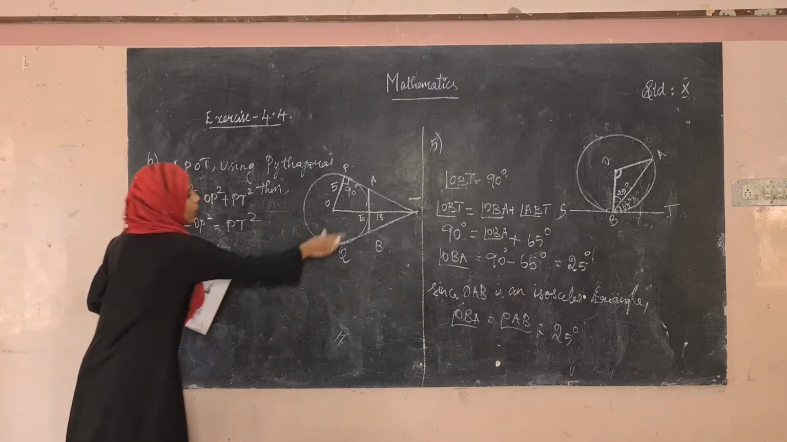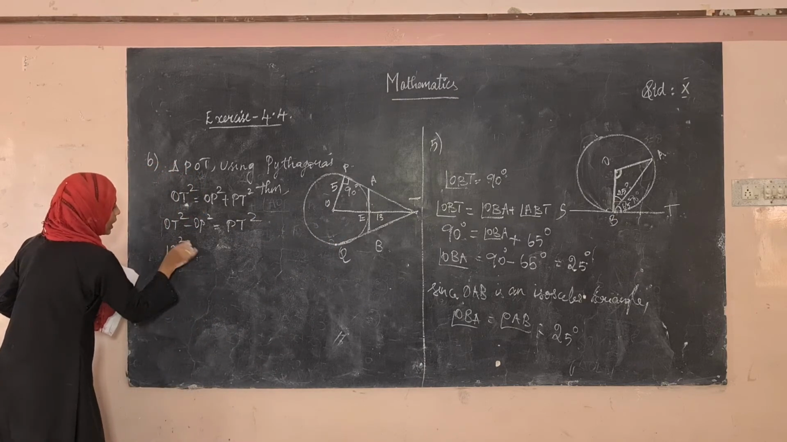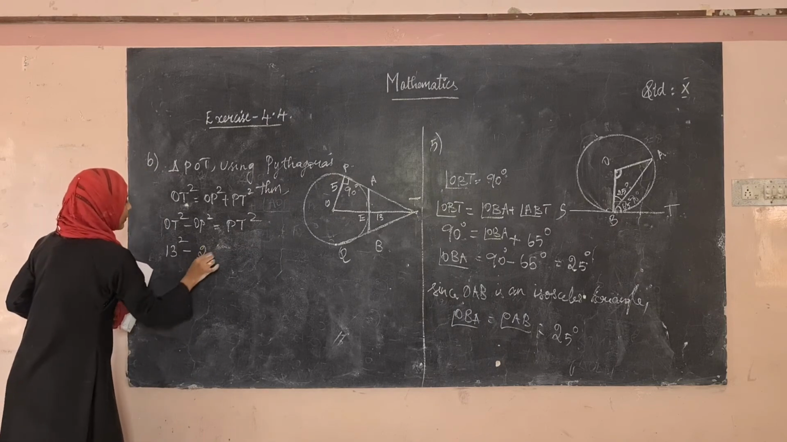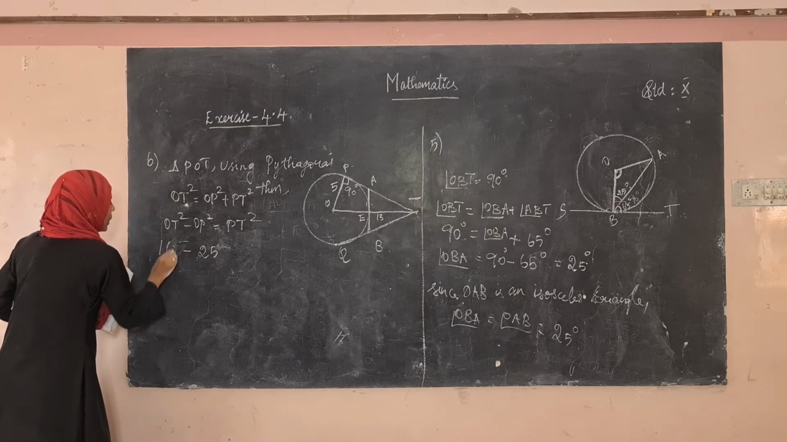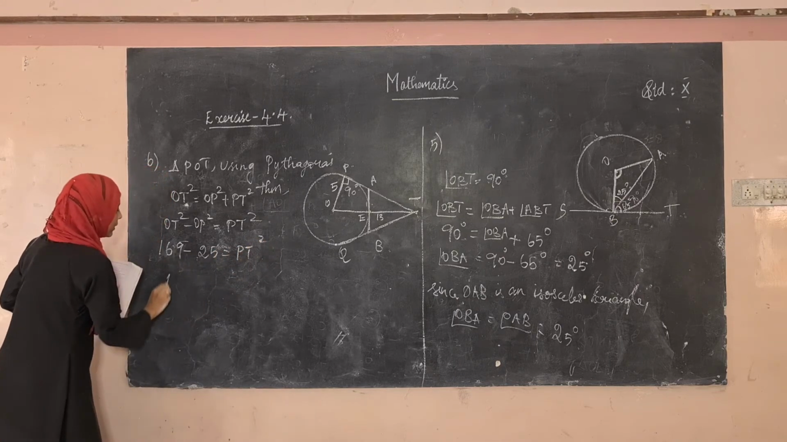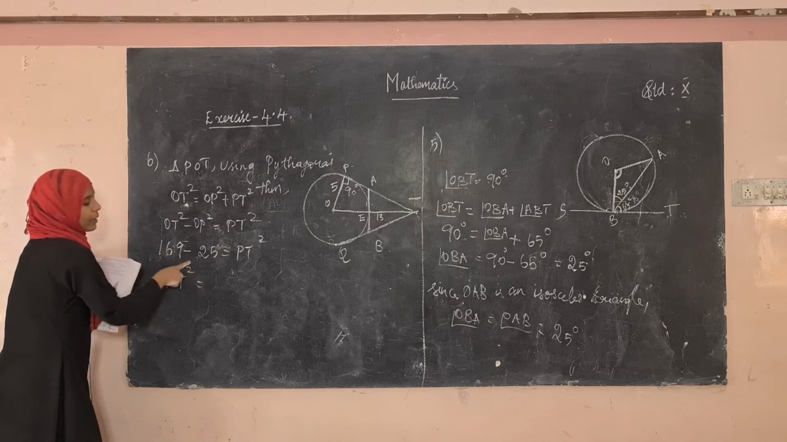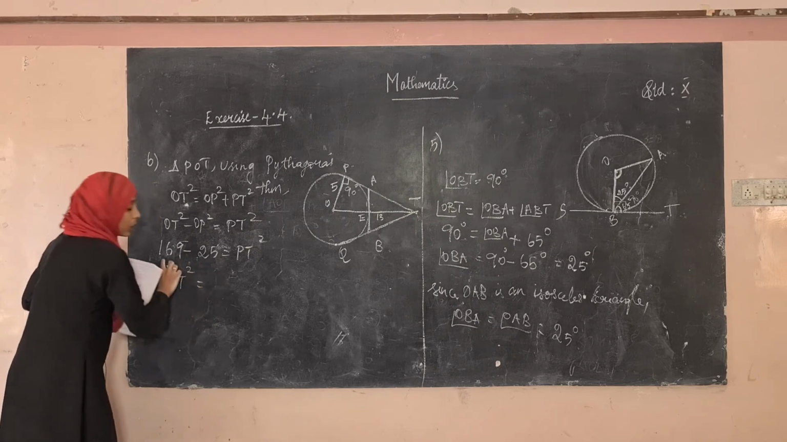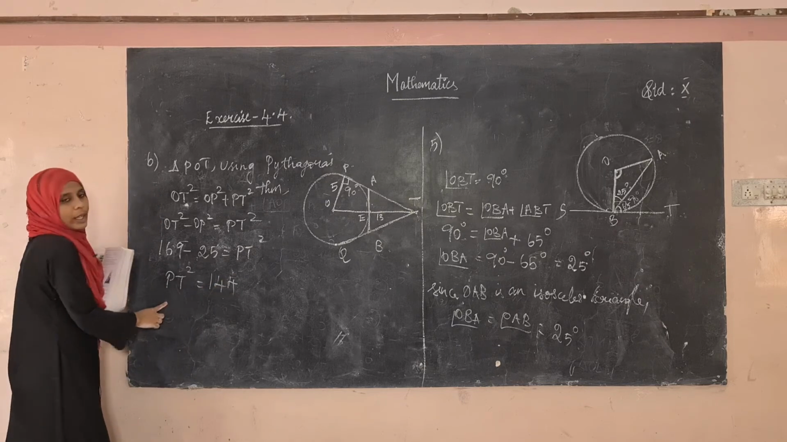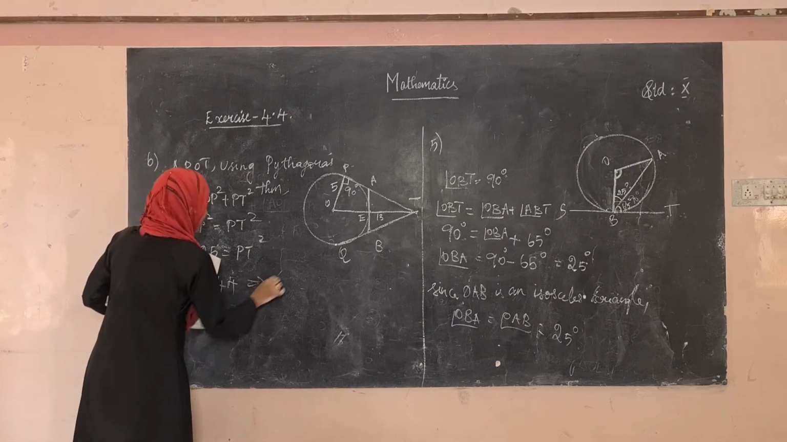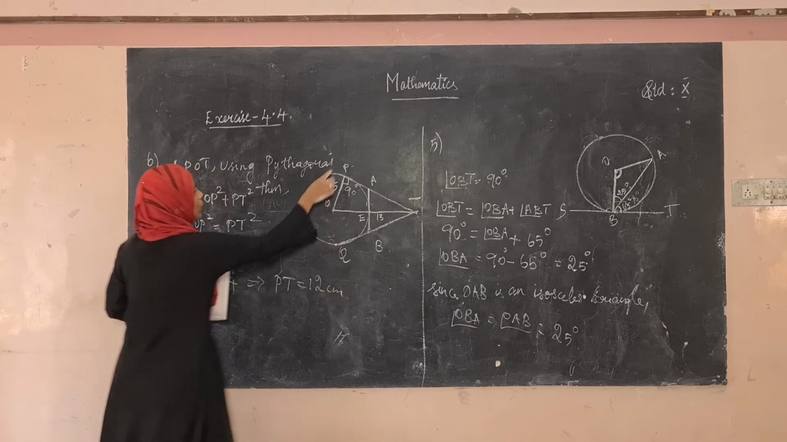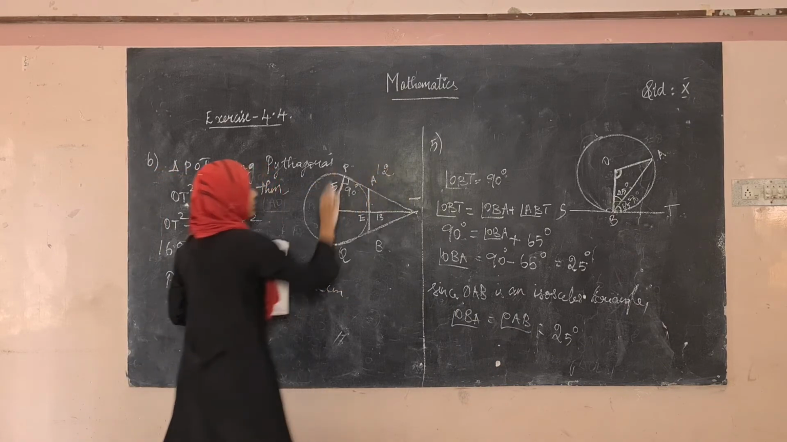What is OT? OT's value is 13. So, 13 square minus OP square. OP is 5, so OP square is 25. 13 square is 169, minus 25 is 144, equal to PT square. So taking square root on both sides, you will get PT is equal to 12 centimeter. So the value of PT is 12.